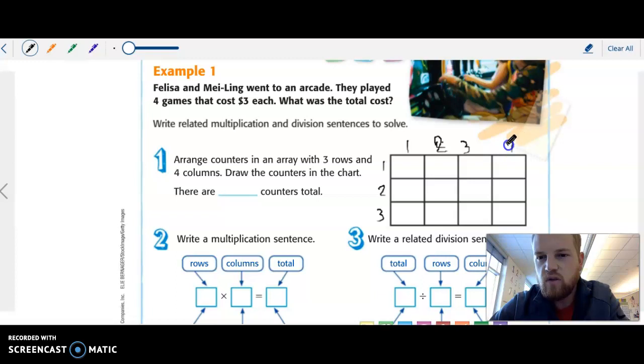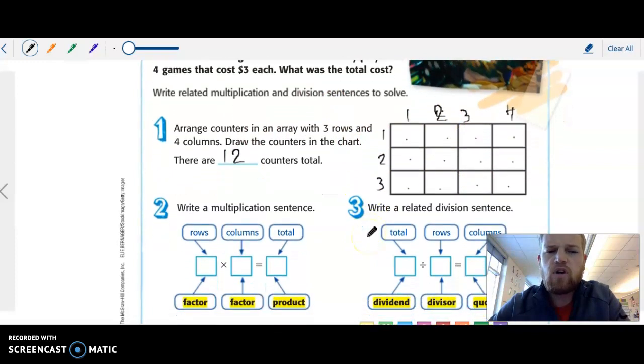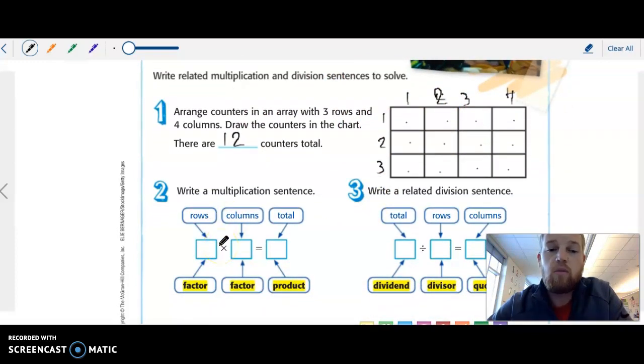Okay. So now that we have our rows and columns, we can just count them up. This is kind of a small array, so we can go 1, 2, 3, 4, 5, 6, 7, 8, 9, 10, 11, 12. So how many total counters do we have? We have 12. Now, this is where our multiplication and division come into play. So we're going to look at our example up here and use that to write down our multiplication problem. We're actually going to turn this into a multiplication problem.